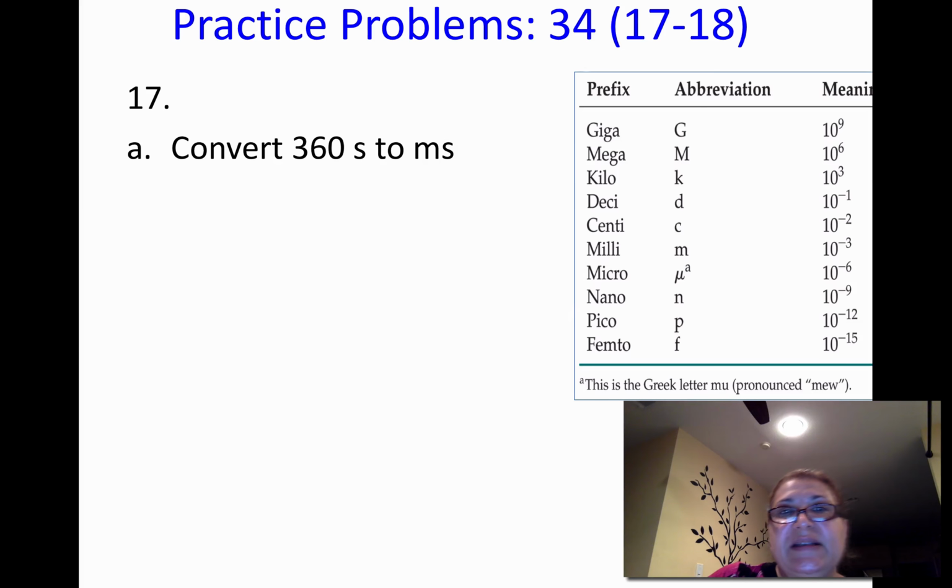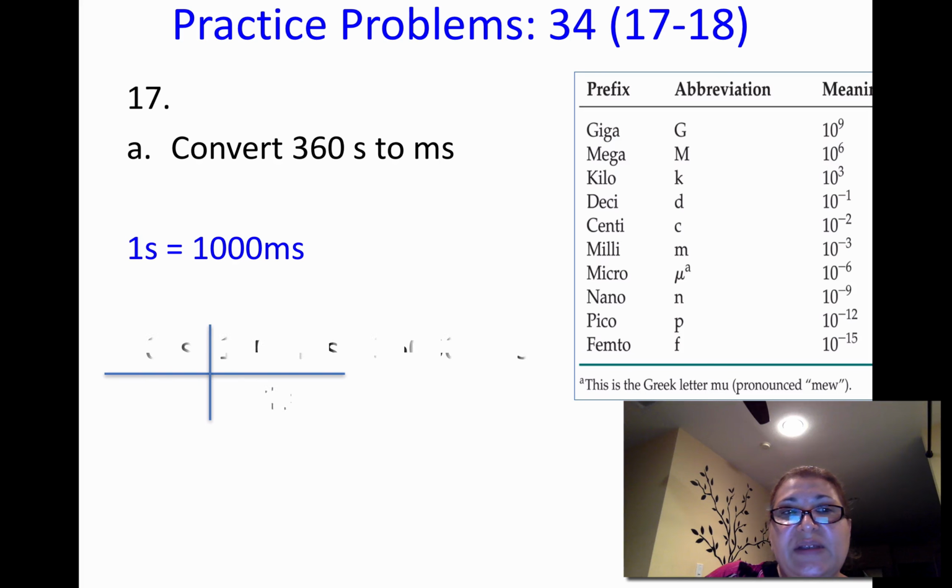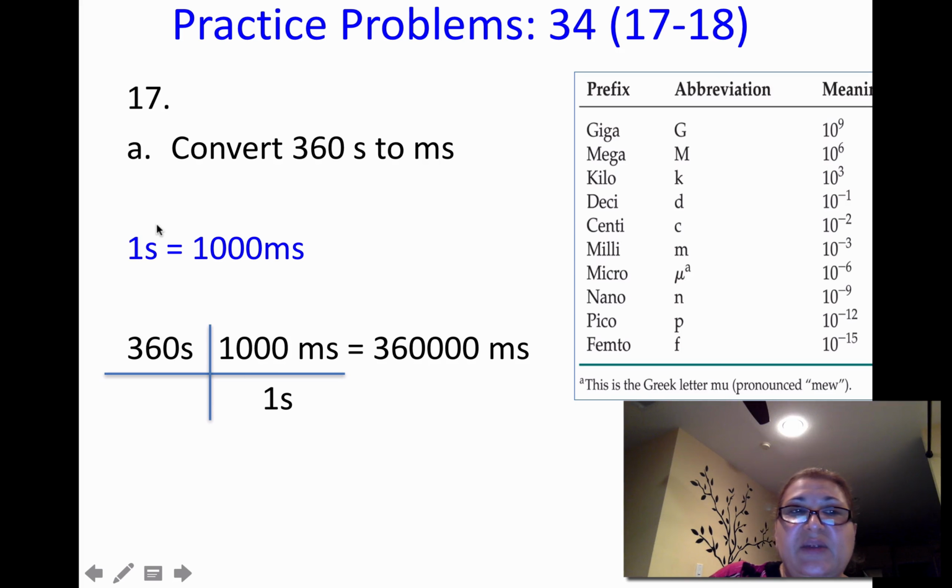Convert 360 seconds to milliseconds. There's 1000 milliseconds per second. We always start with what's given, and then we use the conversion factor, so we cancel out the units that we don't want, which is seconds, and we introduce the new one, which is milliseconds. And then we end up with 360 times 1000, 360,000 milliseconds.